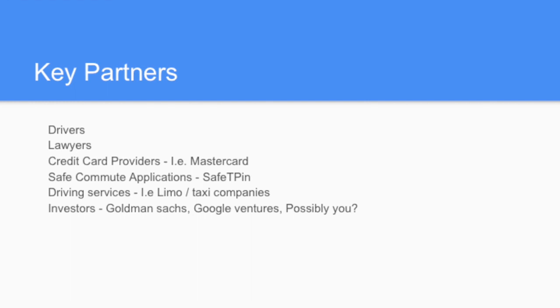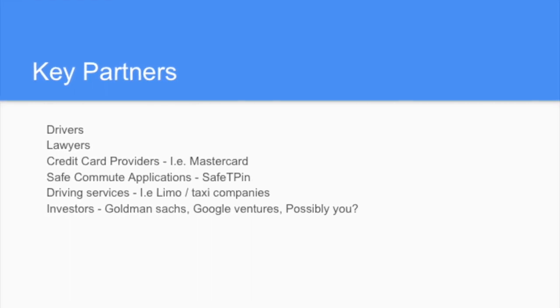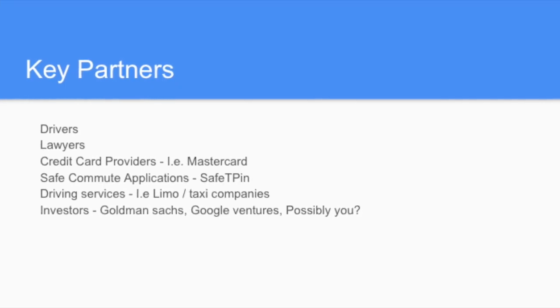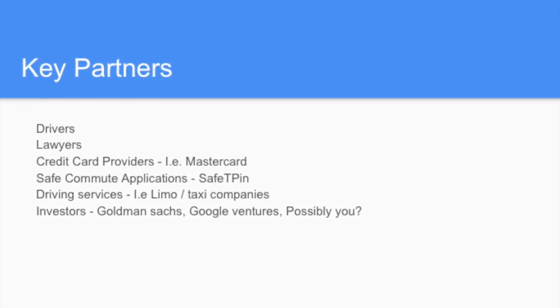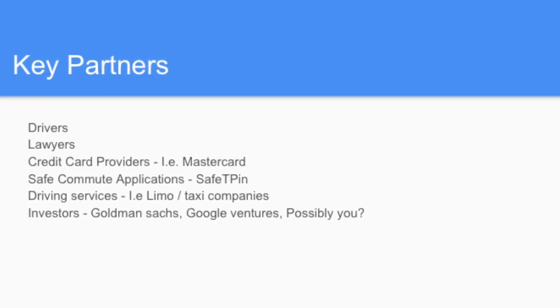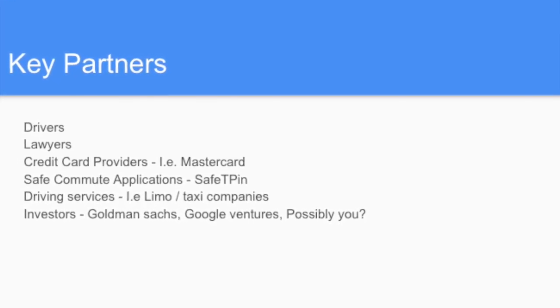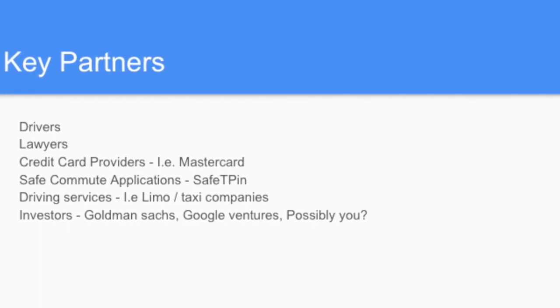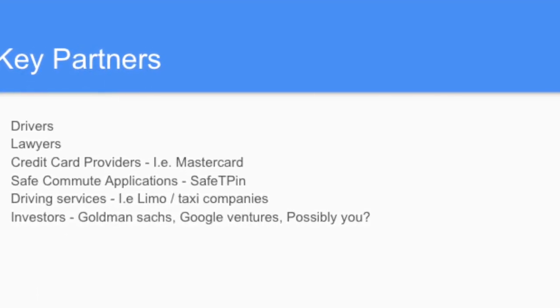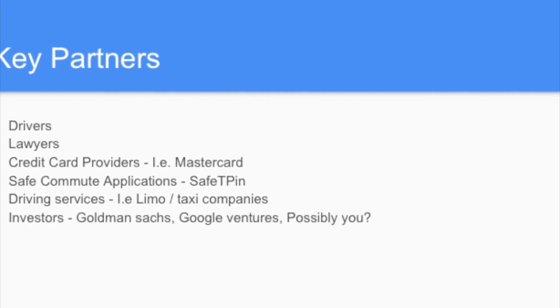Now let's take a further look at Uber's business model canvas. We'll start with the key partners. A few of these are the drivers, lawyers, credit card providers, safe commute applications, driving services, and investors. These key partners are crucial for Uber because they're going to be trying to work alongside them to bring the most value they can to their customer.